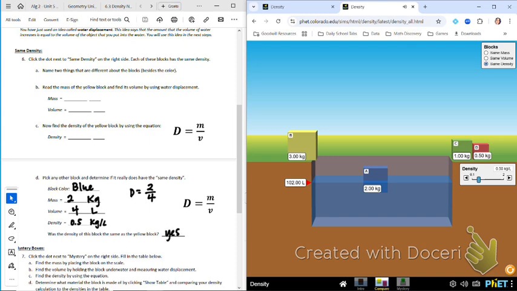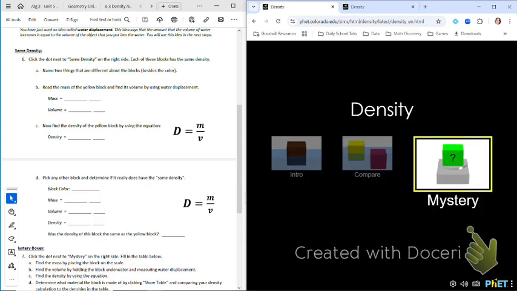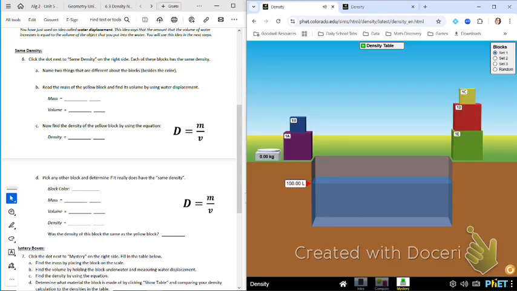Do they really have the same density? Yeah, even though they're different sizes, their density was the same. Okay, any questions so far? Okay, for the next one, we're going to do these mystery boxes.